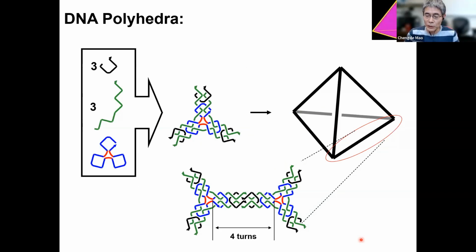This is not only limited to 2D. You can also apply a similar philosophy to a DNA nano cage. The simplest DNA nano cage is a DNA polyhedron. So you take three different DNA strands, combine them together, and they form a three-branch structure.